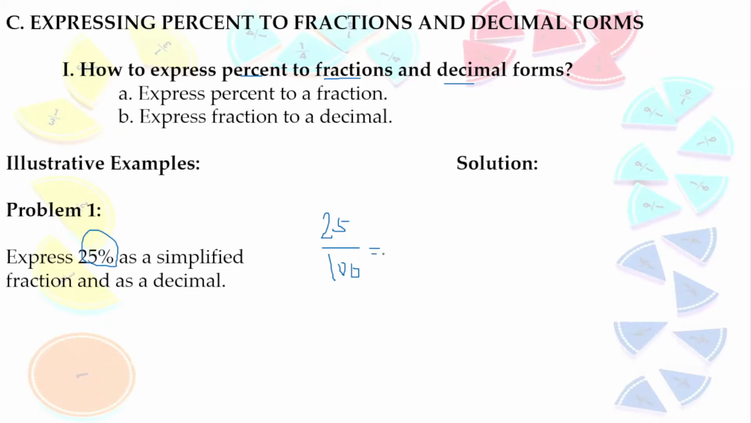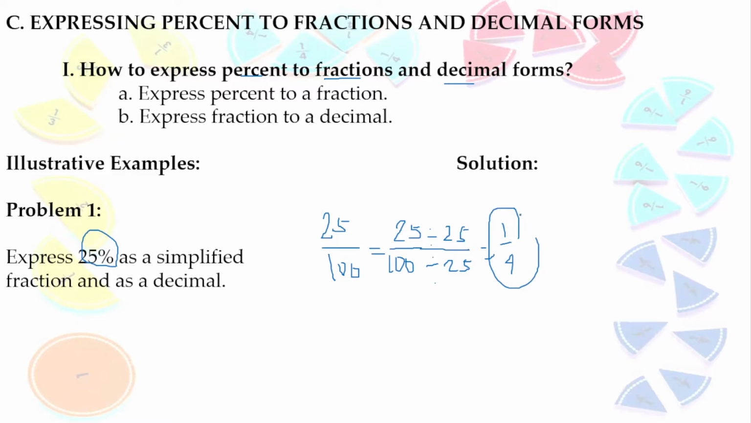ganun po uli. Mag-iisip po uli kayo ng GCF for them para po maging lowest term po siya. So, we will divide both by 25. Kasi divisible sila sa 25. And then, we will get 1/4, okay? So, the fraction of 0.25, the fraction of 25% is 1/4.